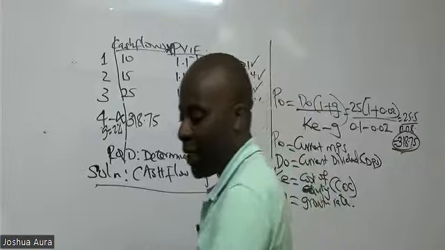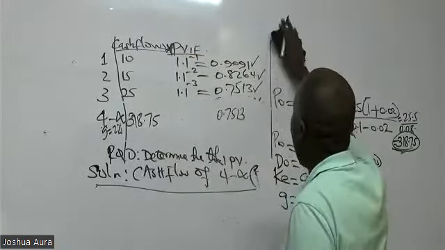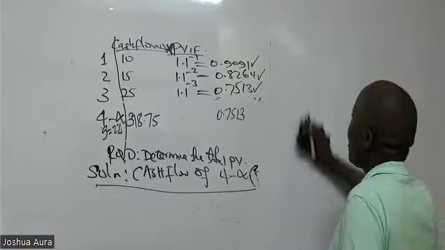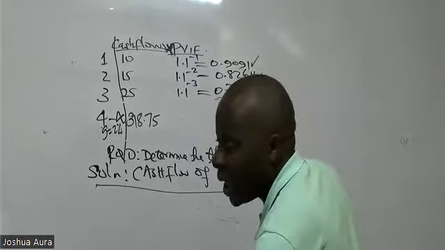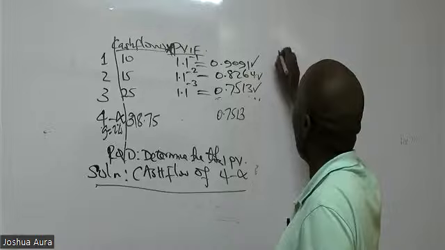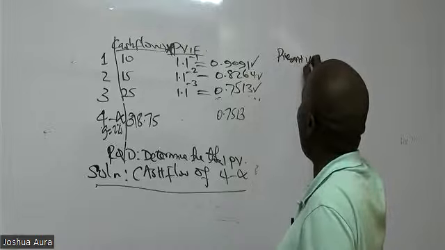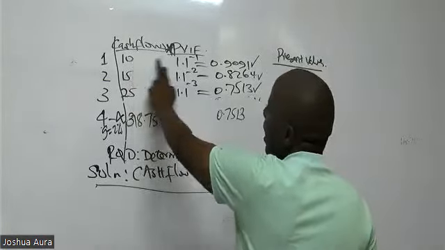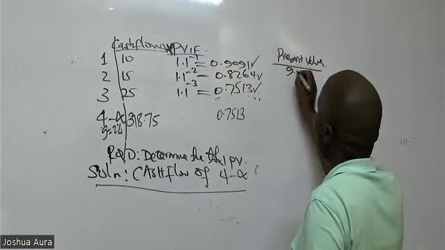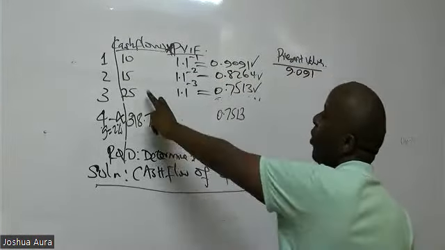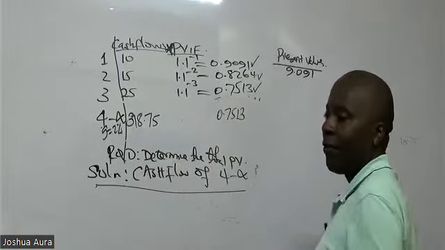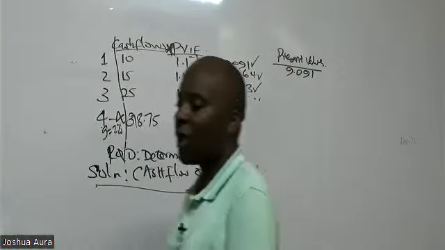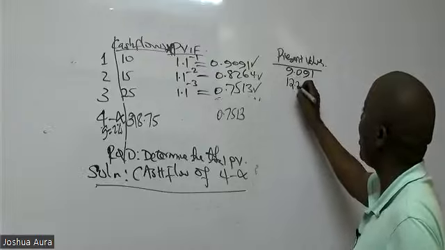It's a drop down. Ladies and gentlemen, after that, would you be kind enough to come here and create a column for present values, or discounted cash flows. So we have here present value. The first one will be this cash flow times the PVIF, which in this case is giving us 9.091. And then the second one will be 15 times this, giving 12.396.